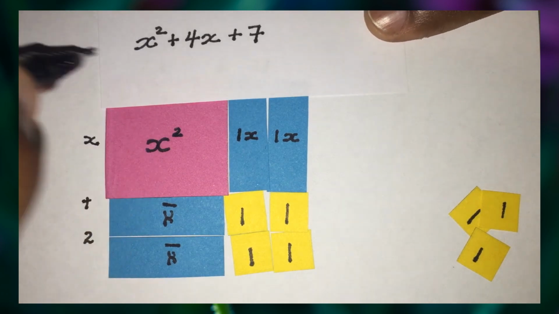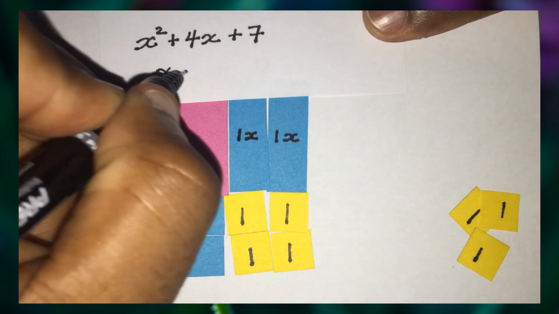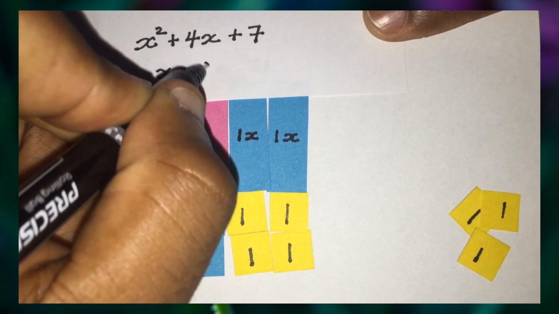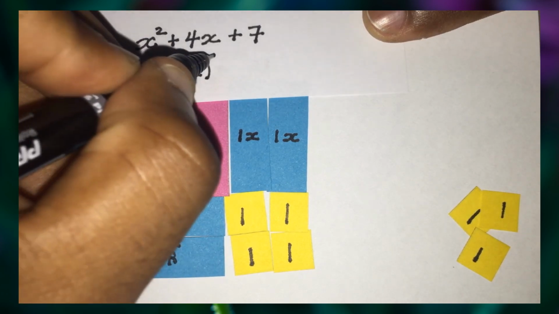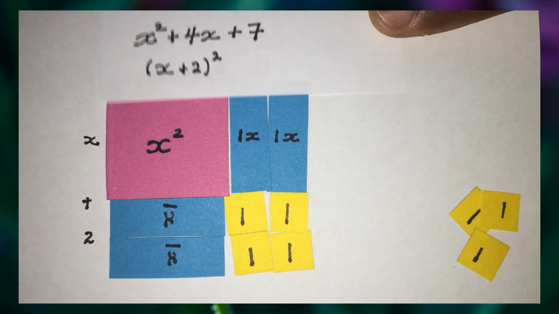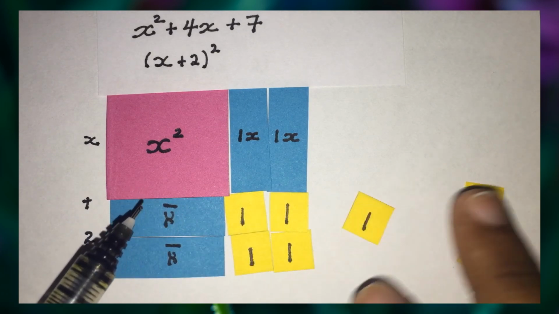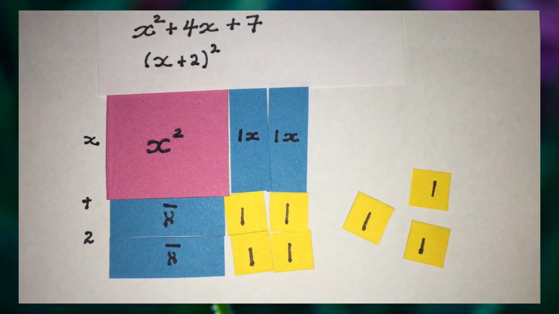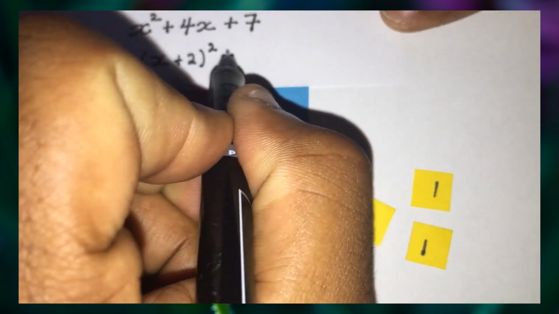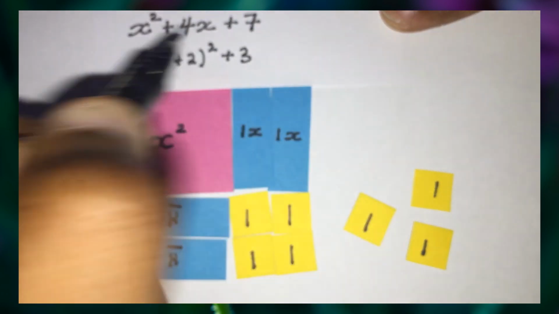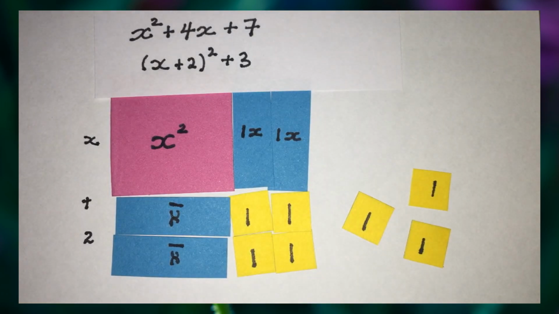x plus 2, and I'm making a square of that. And how much is the remainder? This would be the complete square. How much would be what's left? See here? 1, 2, 3. So I'll have plus 3 now instead of plus 7. And that's how I would complete this square.